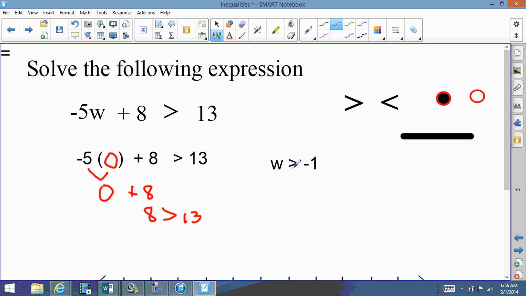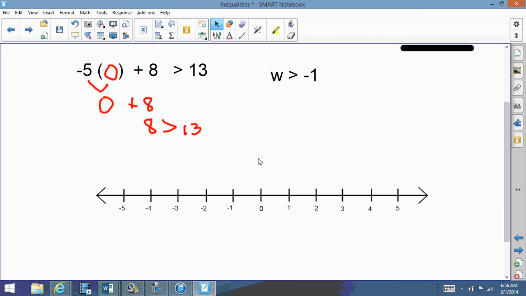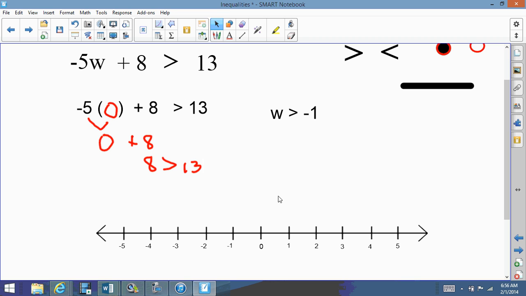I picked a number that was greater than negative 1. 0 is greater than negative 1. If I go on my chart, I would normally do what I did before in the other video, but there's something about that negative that affected my answer. The coefficient started off negative and ended up positive, and the number on the right side started off positive and ended up negative.